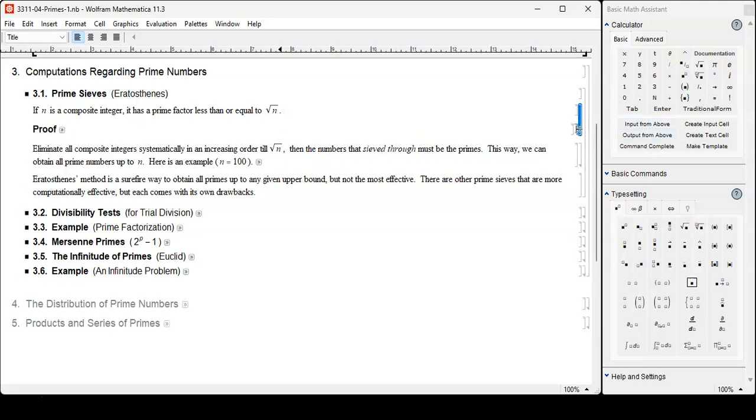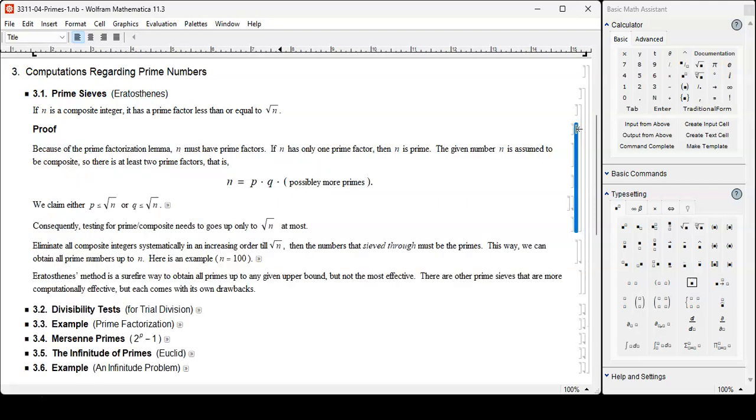Here's a theoretical foundation for all those methods. If n is a composite integer, then it has a prime factor less than or equal to the square root of n. So up to that point, test, and any further, you don't have to. Why is that? Well, because of the prime factorization lemma, n must have prime factors, and n is a composite integer, right? So it can be written like this: p times q times possibly more primes. Oh, one more thing. Prime factorization not only exists, but it's unique. So it should be uniquely like this.